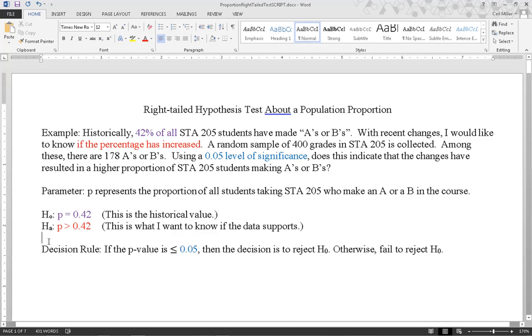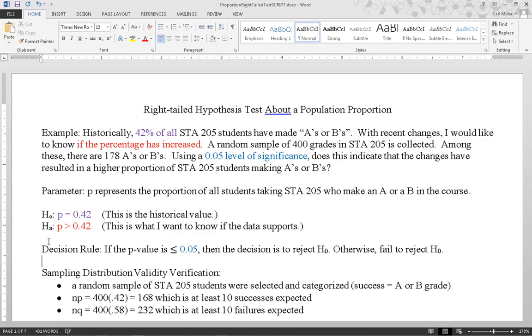Decision rule. If the p-value is less than or equal to 0.05, the level of significance, then the decision is to reject the null hypothesis H sub 0. Otherwise, fail to reject H naught.